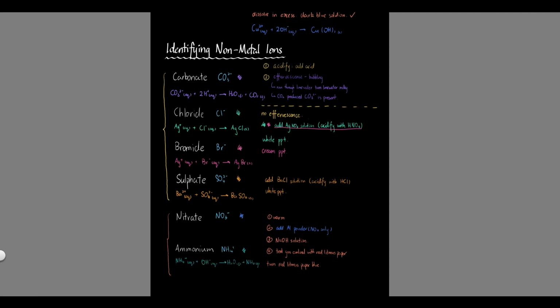Hey guys, I've just realized again that I did talk about ammonium, but I named this episode identifying anions, which is incorrect because ammonium is not an anion, but it is a non-metal ion. And it has a similar test with nitrate, so I did group them together. That was my bad, sorry. But I hope you get this. And I've also cleared up the notes a bit, so you can have a look here.